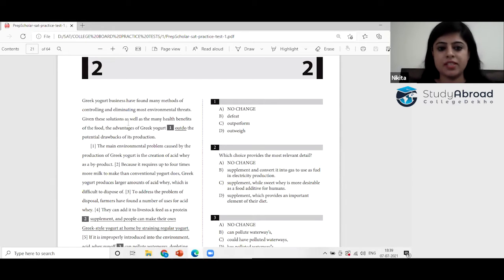It says, given these solutions as well as many health benefits of the food, the advantages. Let's focus on the word advantages. The advantages of Greek yogurt are doing what? Outdo the potential drawbacks. So I find two words over here. The first one is advantage, the other one is drawback, that are being used, and they're going to help us in finding out the best word associated with these two.